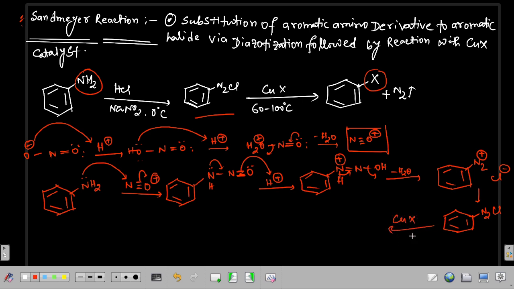if in presence of copper halide, it undergoes substitution, like it will be present in plus and minus. Here it undergoes substitution and removal of nitrogen. So it will give halide.